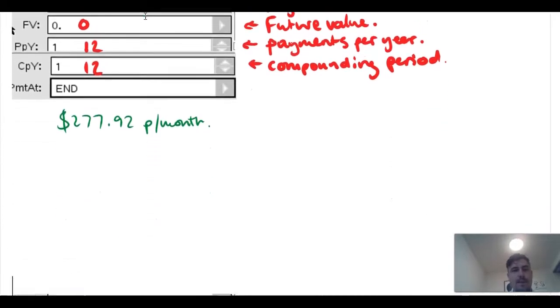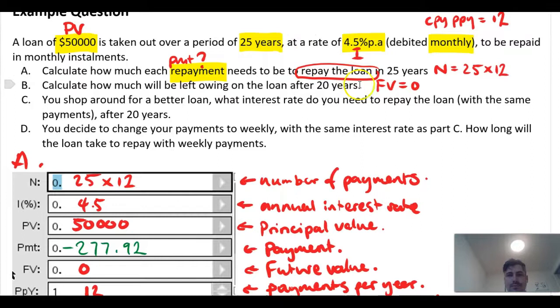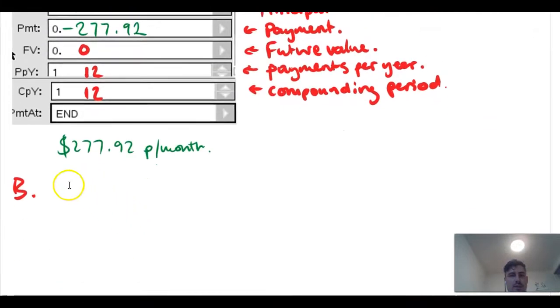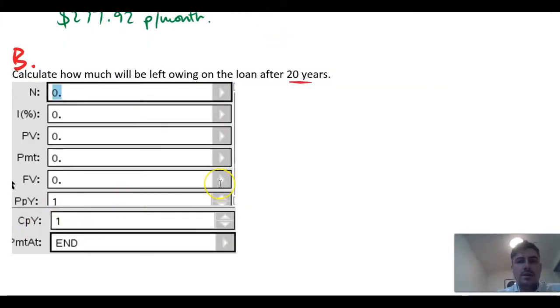Okay. Now for part B, just going to copy and paste the question. How much is left owing after 20 years? Okay, so once again, I'm going to fill out all of these here. So after 20 years, I'm going to have 20 times 12 payments in that time. I is still 4.5, they haven't changed that. PV is still the 50,000, and that's still positive.